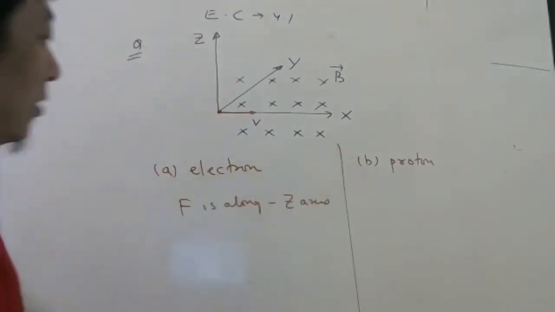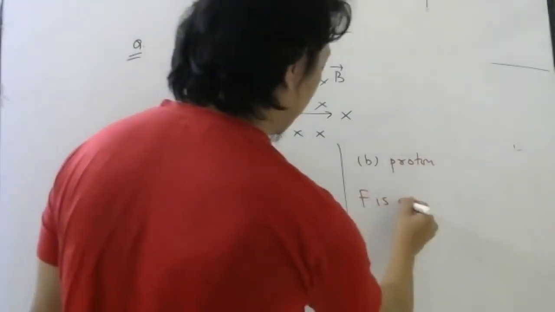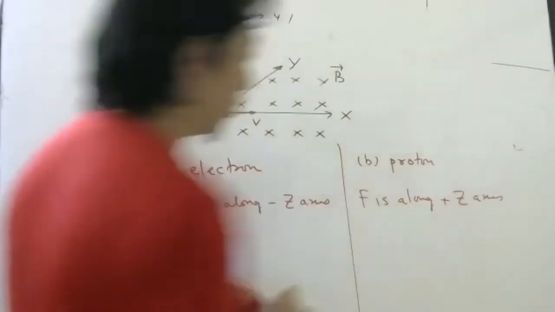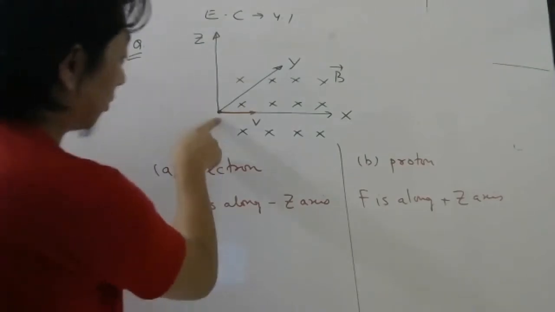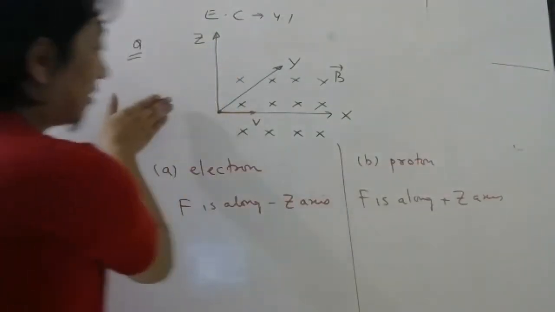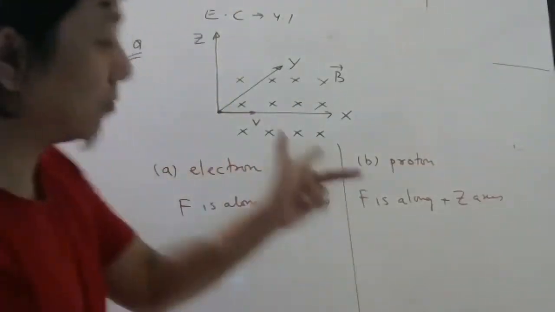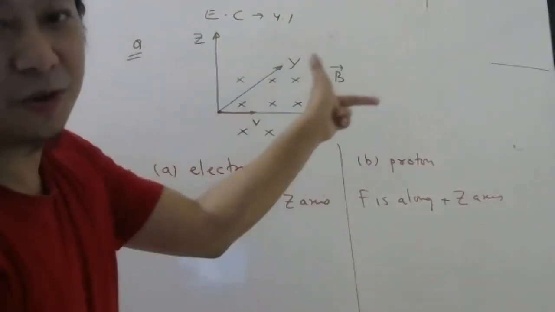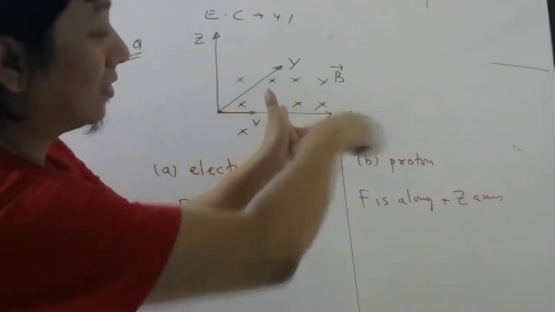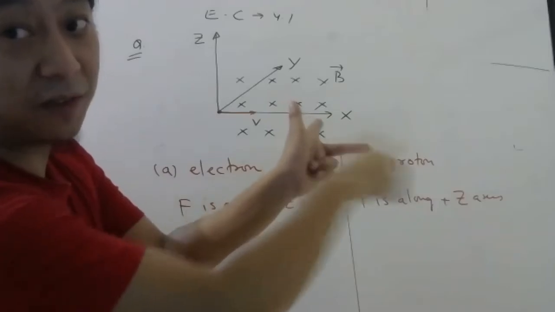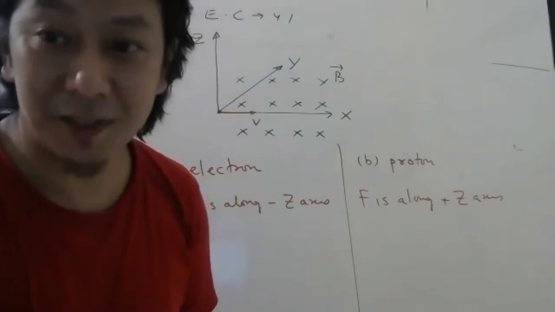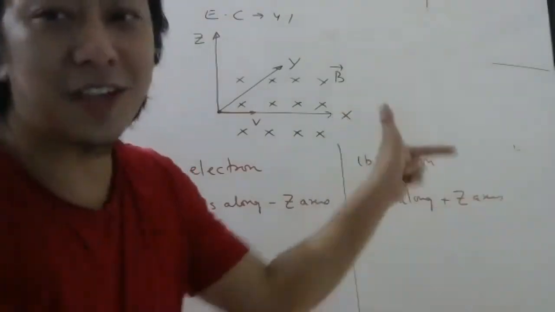Negative z-axis. And here it is opposite, so force is along the positive z-axis. For proton, how to do? If proton is moving this side, proton is positive charge, so the current will be that side only. Put your fingers: first finger is magnetic field inside the board, second finger is along the current. Current means flow of positive charge. Force will be up.